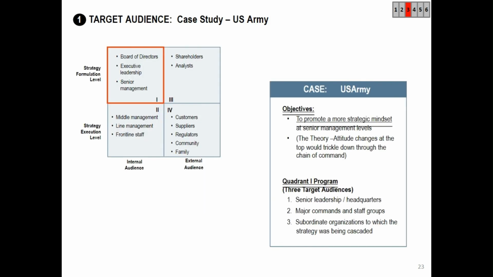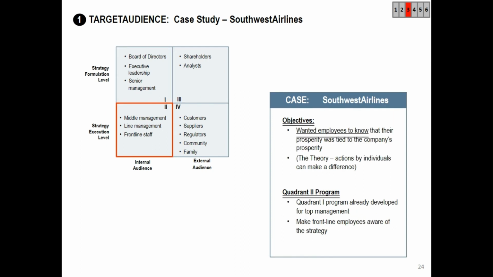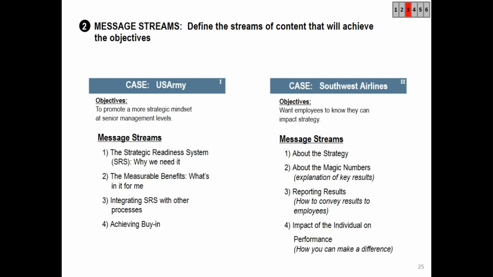We need to have a communication mechanism for each quadrant. In this example for first quadrant, we can see how the U.S. Army is making the communication. For second quadrant, you can see the example of Southwest Airlines. The objective communicated is, wanted employees to know that their prosperity was tied to the company's prosperity. The message streams to achieve the objectives. You can see 2 examples below who use different message streams.